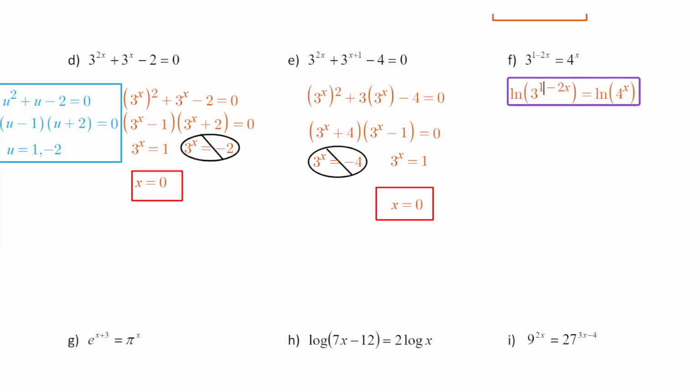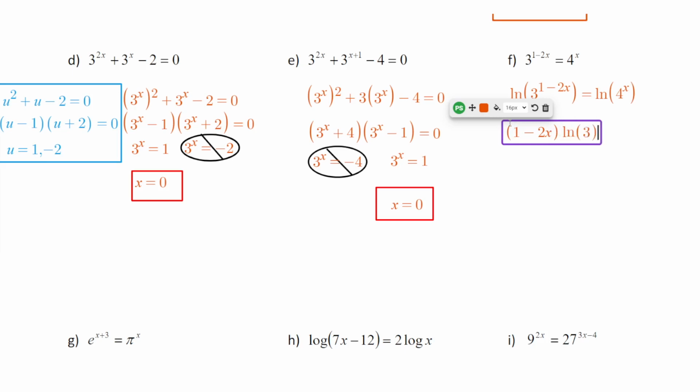And we can use this power property to rewrite this as 1 minus 2x, and I guess that should really be in parentheses here, times the natural log of 3. And this is going to get a little crazy, but equals x times the natural log of 4.